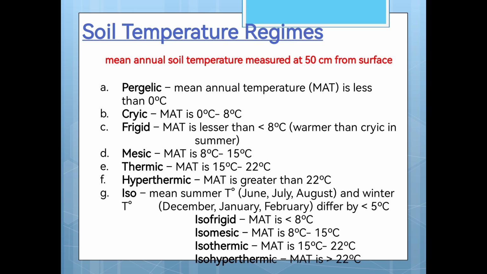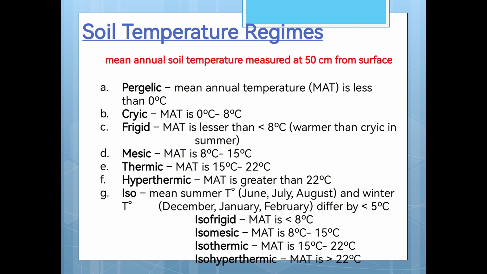We also have frigid. Frigid is when the mean annual temperature is lesser than 8 degrees Celsius. So, warmer siya than cryic in the summer. And then we also have mesic, when the mean annual soil temperature is between 8 degrees Celsius and 15 degrees Celsius. Nandun siya sa between 8 degrees and 15 degrees Celsius. So that is mesic. And we have thermic. Thermic is mainit, thermal, when the mean annual soil temperature is between 15 degrees Celsius to 22 degrees Celsius. Then we also have hyperthermic, which is higher than thermic. So this is the mean annual soil temperature is greater than 22 degrees Celsius.